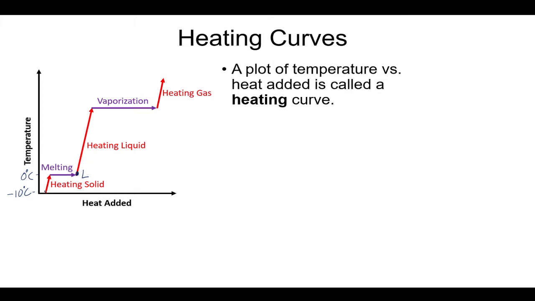Okay, so maybe we could say A, and we wanted to label these B, C, D, E, F. We're a solid at A, B, and there's still some solid left right before C. But as soon as we hit C, we're all liquid. And now the energy that we're adding is going into heating the liquid, and now the temperature starts to rise.